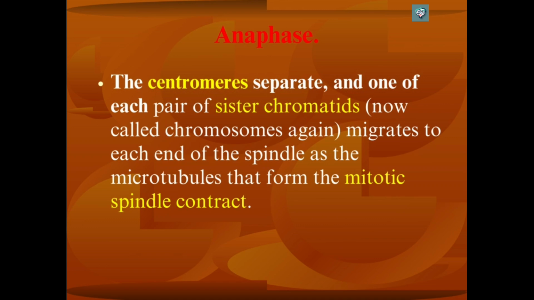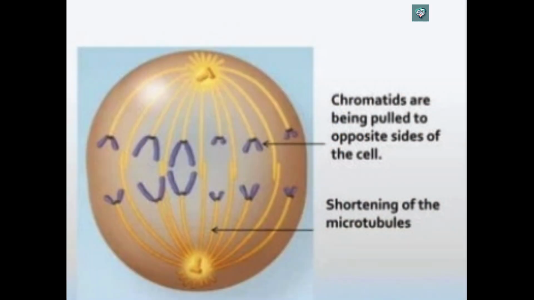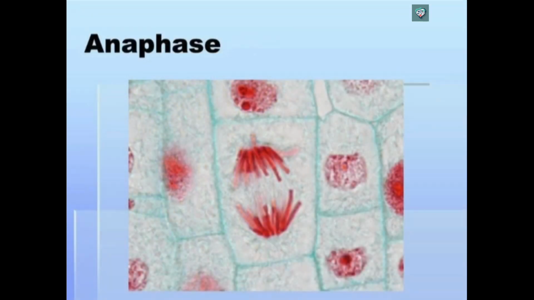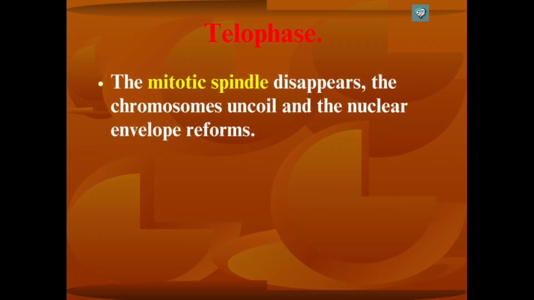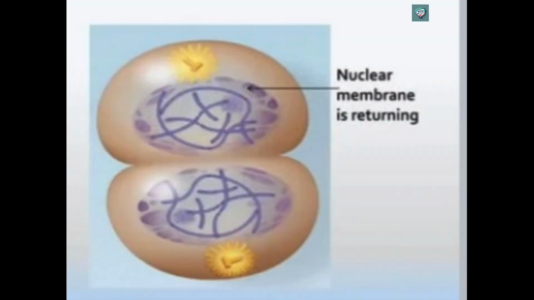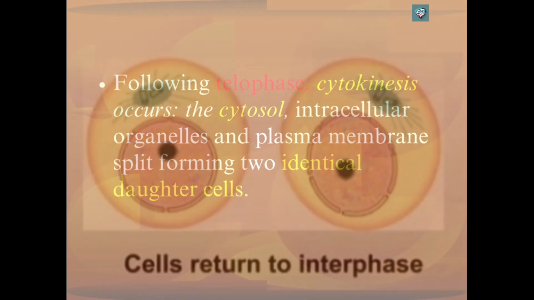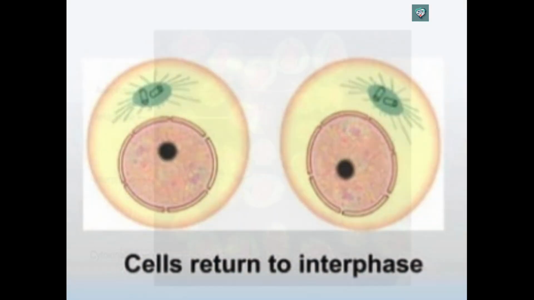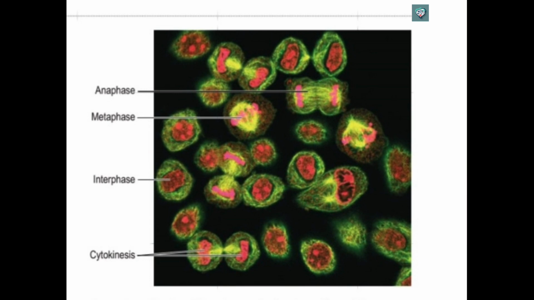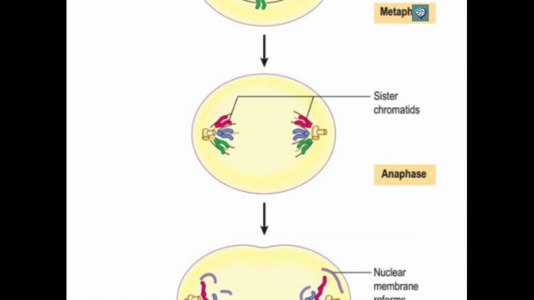Anaphase. The centromeres separate, and one of each pair of sister chromatids, now called chromosomes again, migrates to each end of the spindle as the microtubules that form the mitotic spindle contract. Telophase. The mitotic spindle disappears, the chromosomes uncoil, and the nuclear envelope reforms. Following telophase, cytokinesis occurs. The cytosol, intracellular organelles, and plasma membrane split, forming two identical daughter cells.